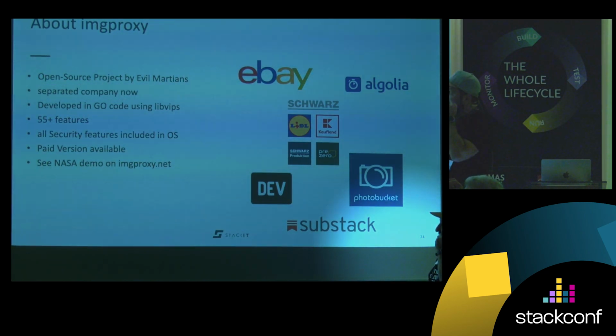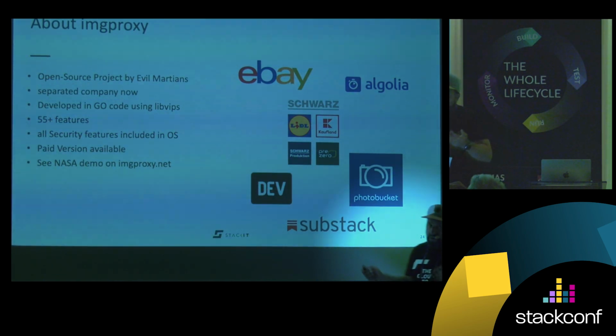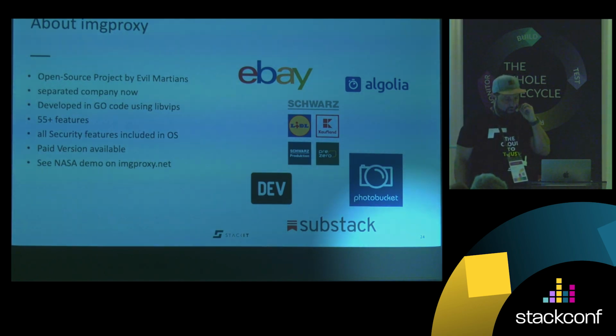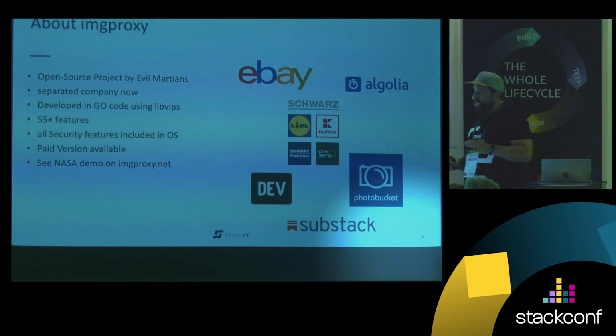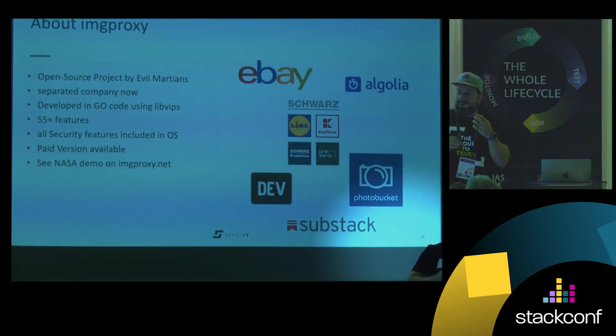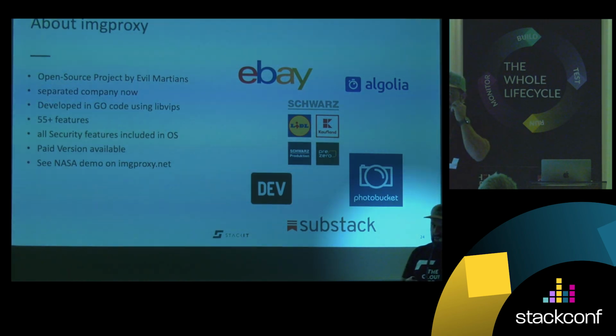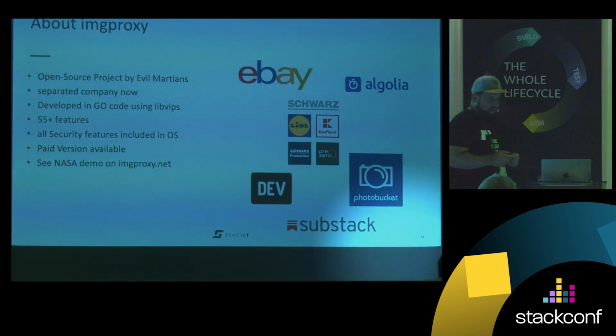So here are some of the customers, and I think you might know some of them. Of course, you know eBay. Algolia is a search engine. Then here's the Schwarz Group. DEV is the DEV blog, which has also 1 million users or so, and they're using it as well. Substack, the newsletter. So it's quite a large project. So imgproxy is really what the name says. It's a proxy. It's proxying images and resizing them on the fly, and you still need to use Nginx and Varnish, a CDN or something like that to really have proxying. We'll see later how we're doing that.